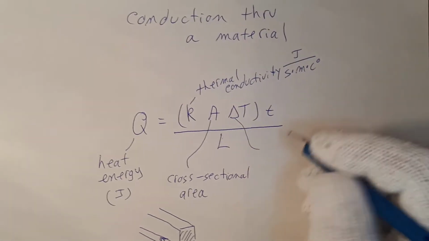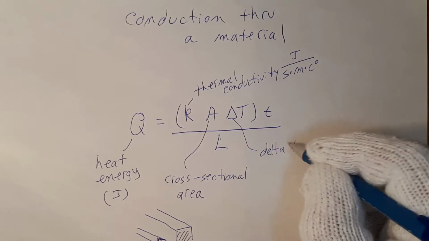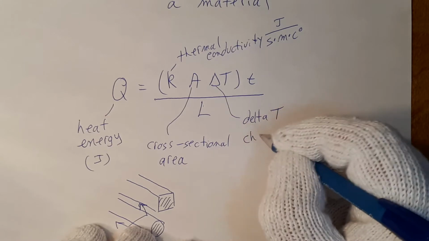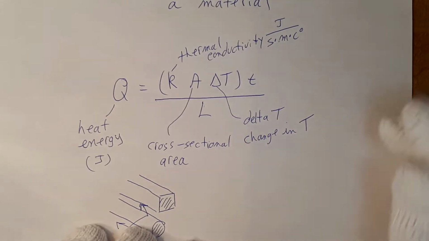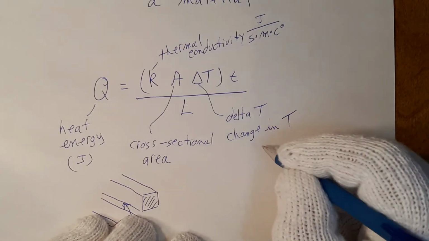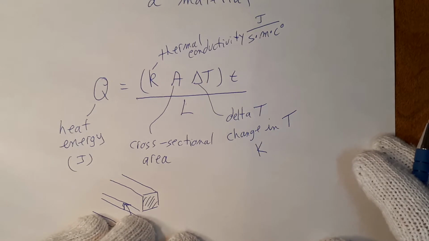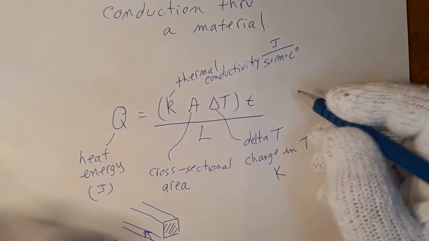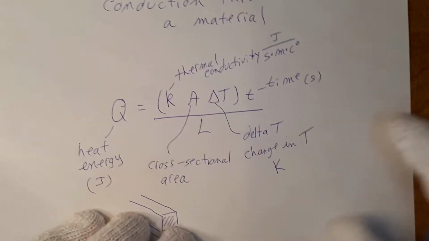Next one here, this is delta T. And delta means a change in something. Change, in our case, is in temperature. Capital T represents temperature, and the unit of temperature is the Kelvin. Change in temperature. Little t represents time in seconds.